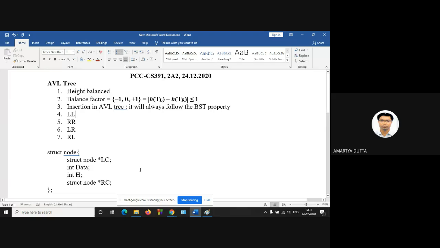So LL means your inserted node, dynamically allocated inserted node, is in the left subtree of the left child of parent node or node A. Okay, always read in this form: inserted node in the left subtree of left child.